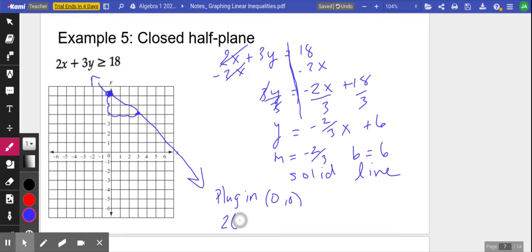So 2 times 0 plus 3 times 0 is greater than or equal to 18. So 2 times 0 plus 3 times 0 is 0. That is not true. So since the origin is over here, we shade the other side because we got a false statement.